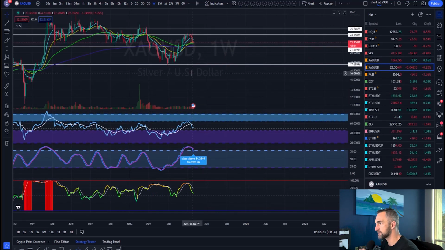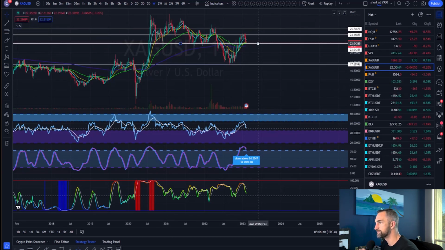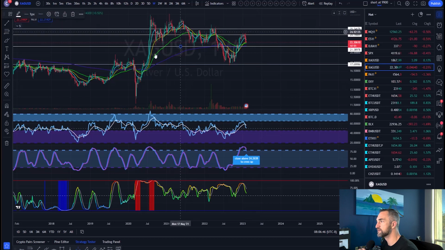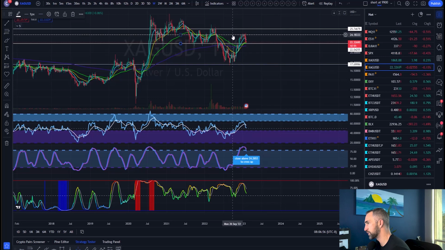Silver getting smacked down as well. And same thing, looking for the higher low somewhere in this region. Actually, right around here, you know, prior support becomes resistance, and resistance becomes support.